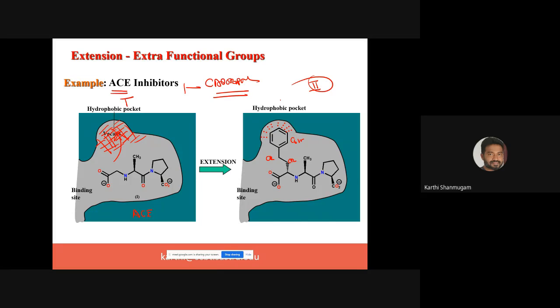This is not just an illustration, right? It's a real example. This is an approved drug molecule. This is the way they optimized the ligand molecule to improve the activity of this molecule. So this concept is what is called extension, or adding an extra functional group.